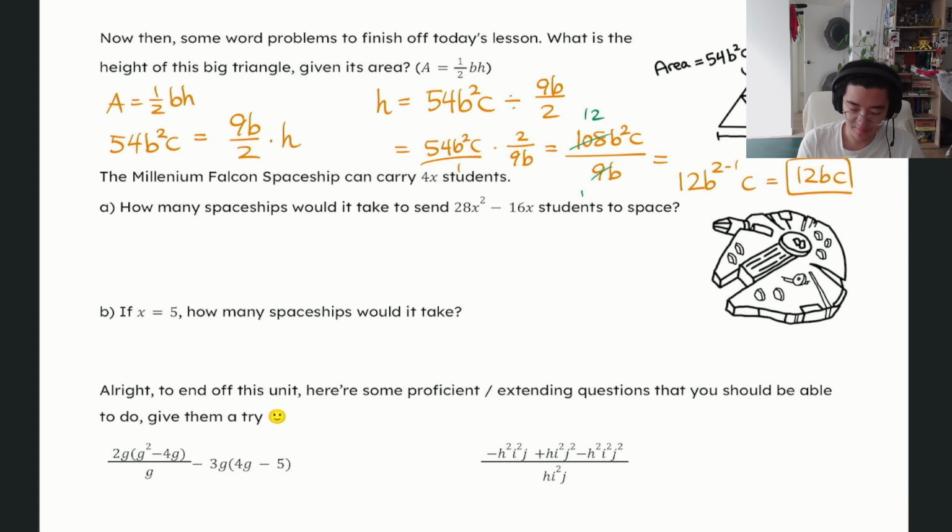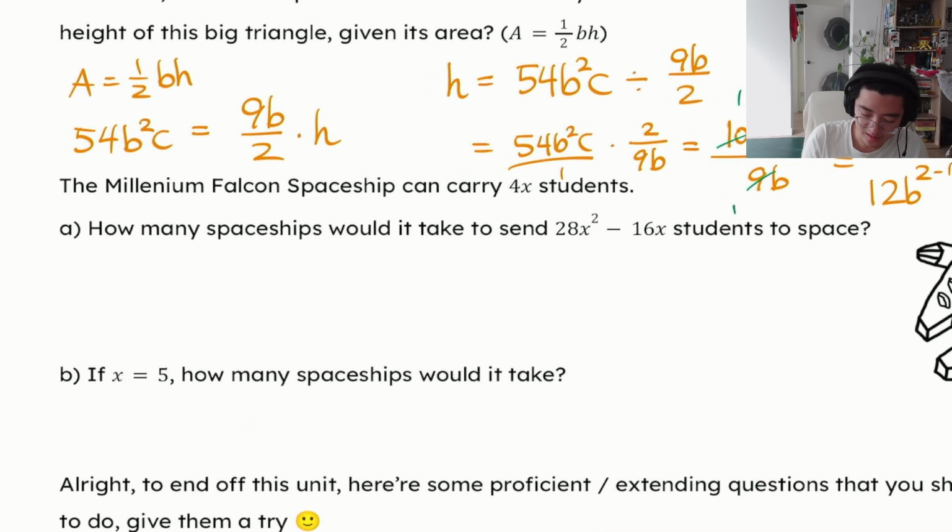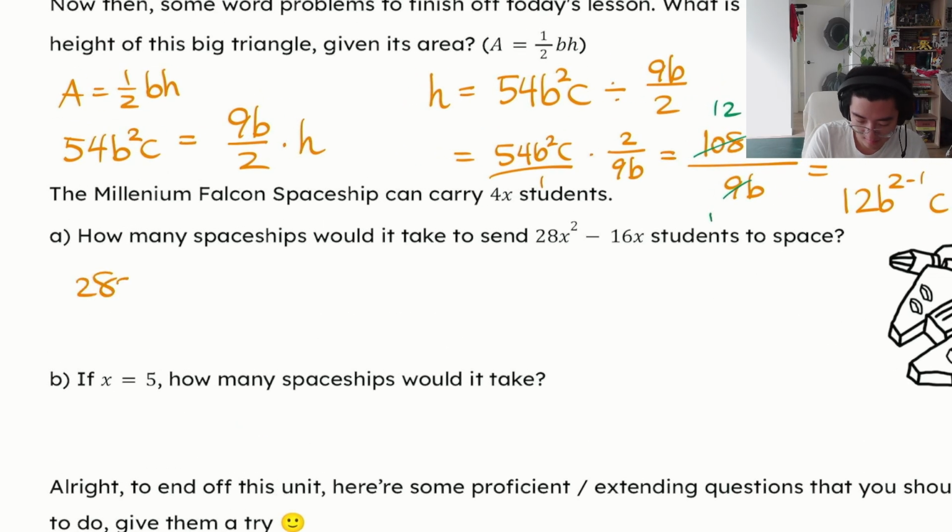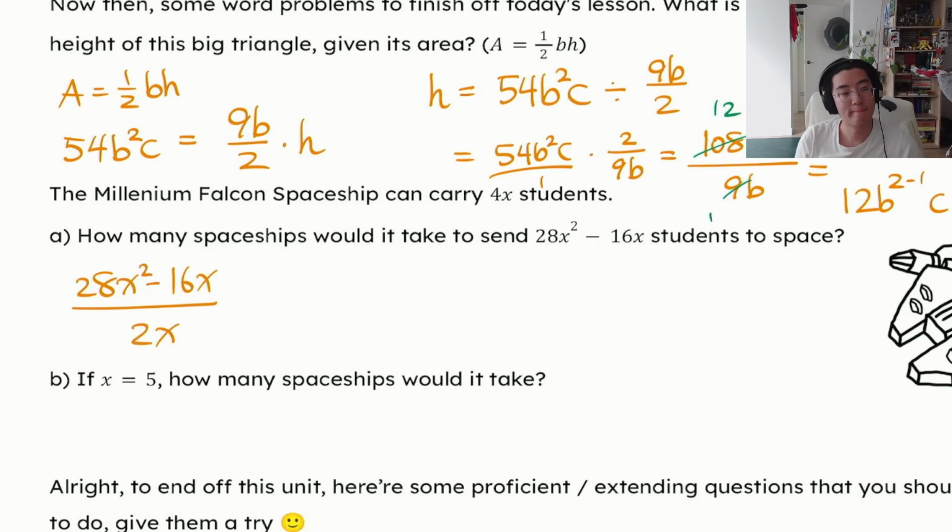Here's a cool Millennium Falcon. It can carry 4x students, and we need to send this many students to space. Very cool field trip. So we can just divide this by 4x. Oh, it's not 3x, 4x. That's why I fell off. Okay.